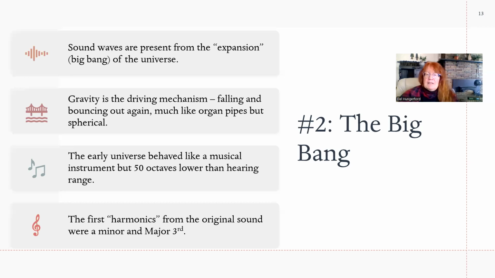Gravity is the driving mechanism. It's a falling and bouncing out again, much like organ pipes, but they're spherical. They're spherical pipes, and it's spherical all the way around. The early universe behaved like a musical instrument, but at 50 octaves lower than our hearing range. And the first harmonics, and you saw me show a picture of the harmonic series in the first video, the first harmonics from the original sound were the minor and the major third. And when I first heard that, it wasn't a big deal, but eventually it does become a big deal.